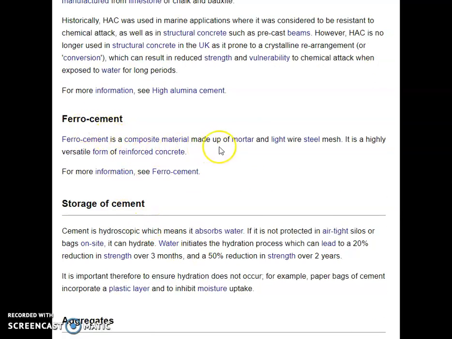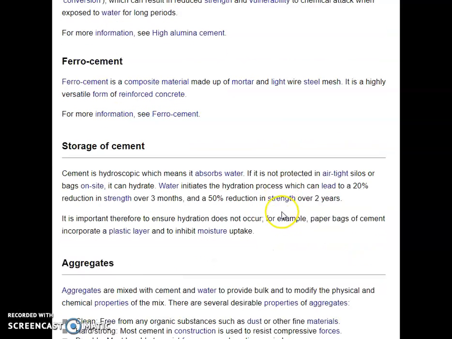Ferrocement is a composite material made up of mortar and light wire of steel mesh. So you will get fibers of steel inside this cement. It's a highly versatile form of reinforced concrete. It is considered as RCC, not PCC.